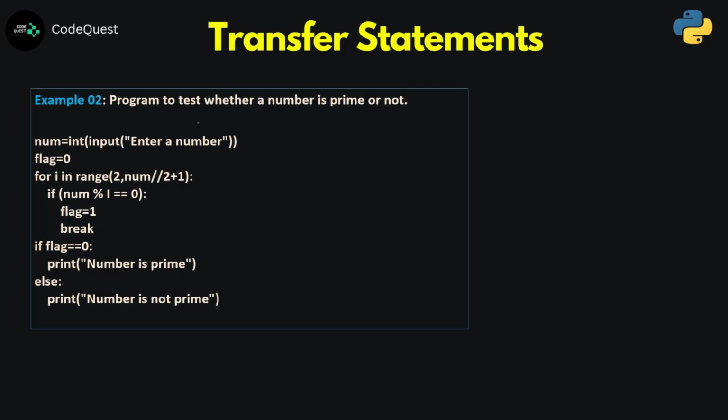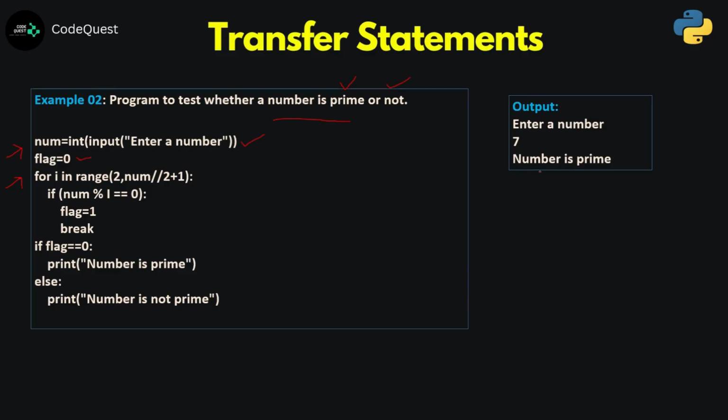The program is: you have to input a number and check whether the number is prime or not. So we understand a prime number is a number which is divisible by 1 and itself. What we have done here, we initially ask the user to supply a number which needs to be tested as prime or not. Now here we have taken a variable, say flag, which is set to 0 initially. Now this for loop is going to start with the range, which is 2 to num divided by 2 plus 1.